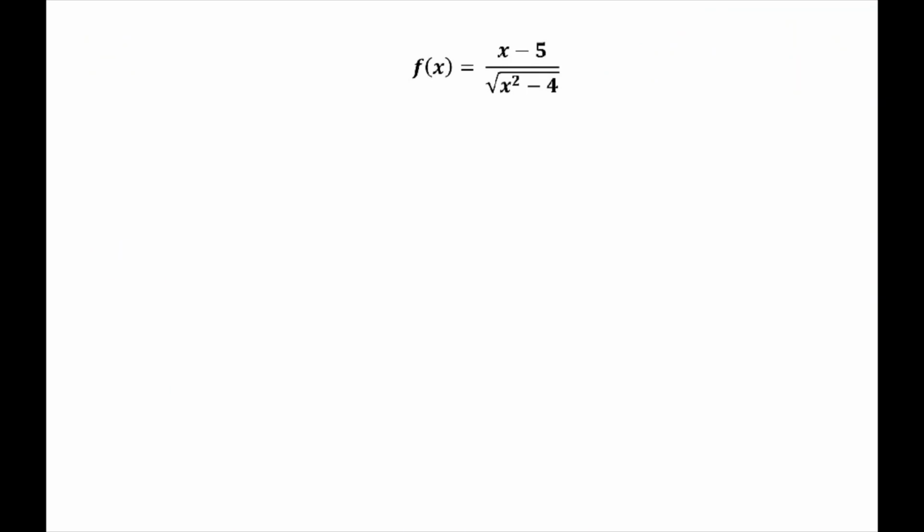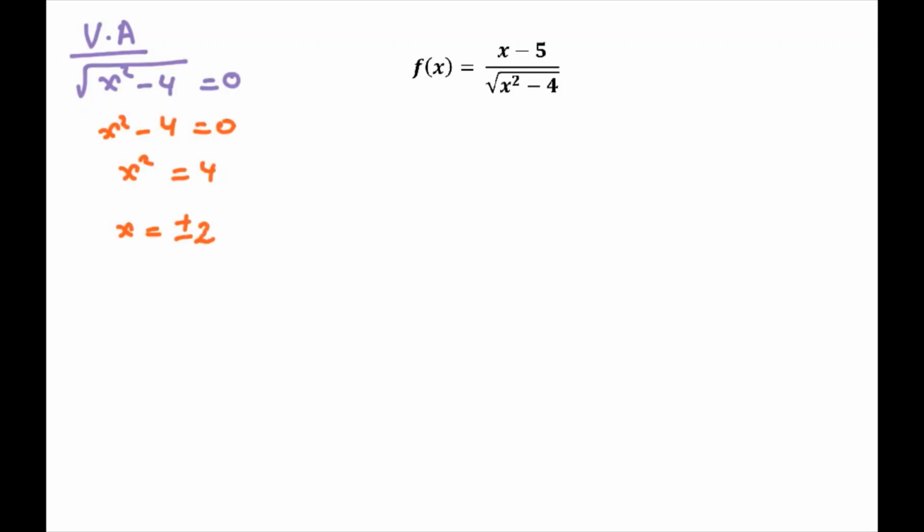Okay, in this question, we need to find the vertical asymptote, maybe asymptotes, by making the denominator equal to 0. Square both sides, and x squared equal 4, so x will be equal to positive or negative 2. So we do have two vertical asymptotes at x equal 2 and x equal -2.